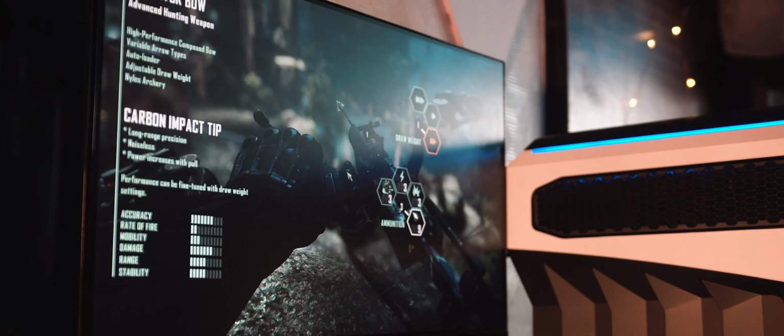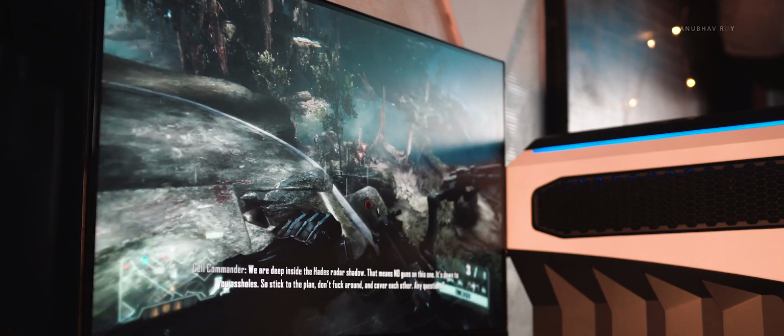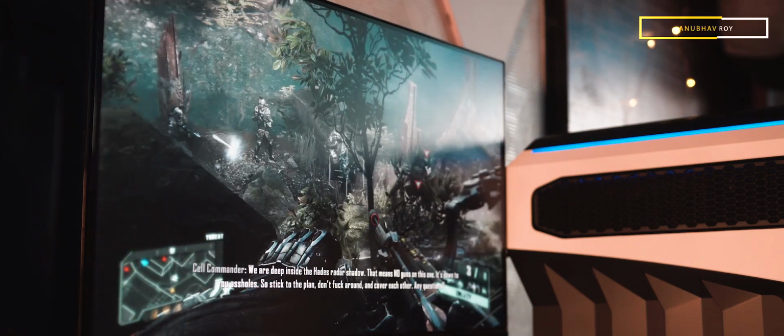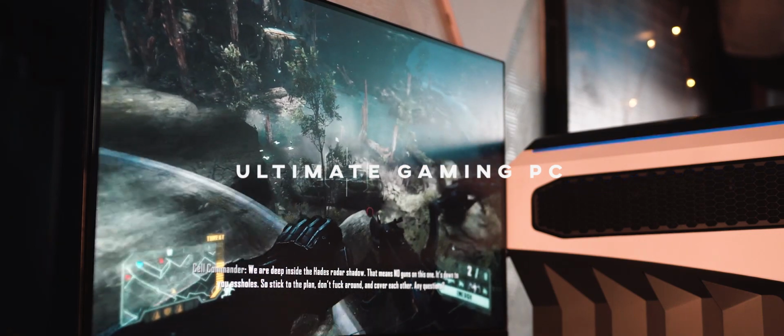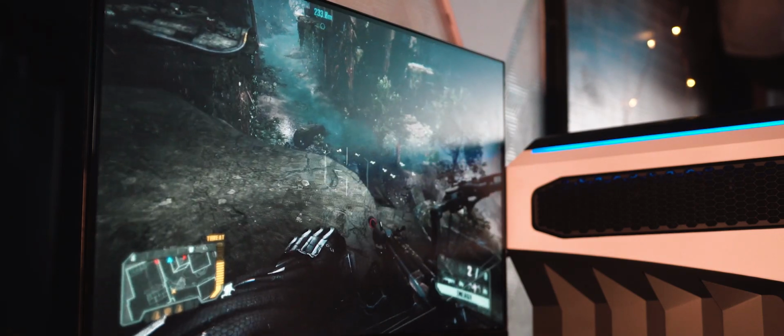Enter the Zotac Mech 1. What's up guys, Anubhav here, and today we are looking at probably the ultimate gaming PC under the price bracket of 1 lakh. With that being said, let's get started.